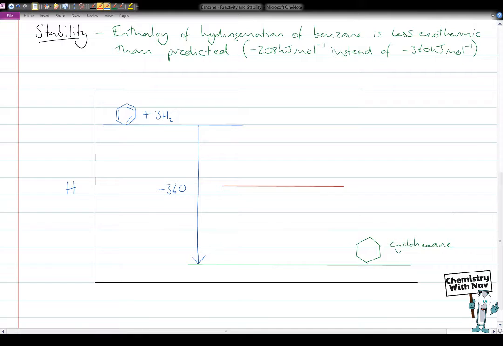But then when we actually hydrogenate benzene, the value that is achieved is minus 208 kilojoules per mole. And that is because it is the delocalized structure. Same addition of 3 hydrogens, but now it's only 208 kilojoules away from cyclohexane. So in other words, it is much lower in energy, it's more stable, it's closer to that ground state. And that's where we can see that benzene is more stable than the Kekule structure.